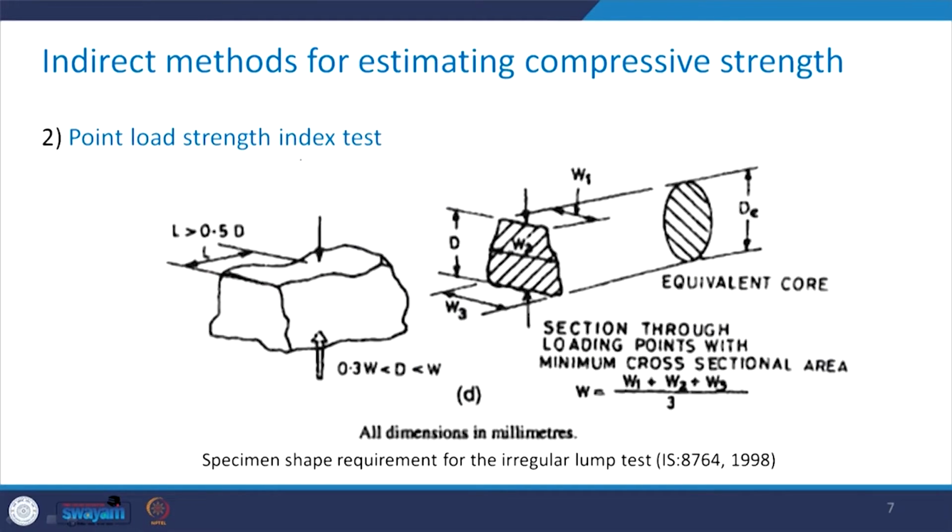Similarly, if you have the irregular lump test, in that case again this length requirement remains the same, and its cross section, if you see, is not constant along this dimension D. So, what you need to do is take the average dimension in this direction, so that you can obtain it as W1 plus W2 plus W3. That means you measure the width of the specimen at the top, at the bottom, and at the middle, and then take the average of these, and you will be able to get the value of W in this case.